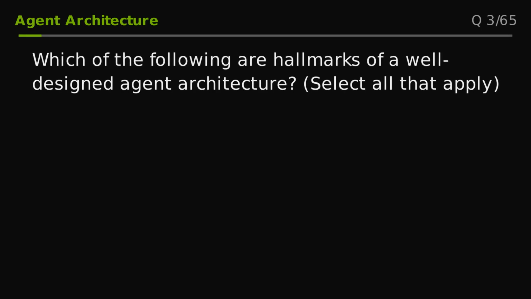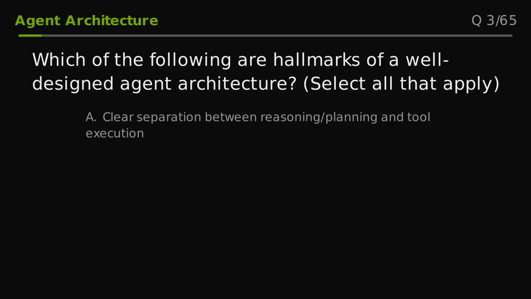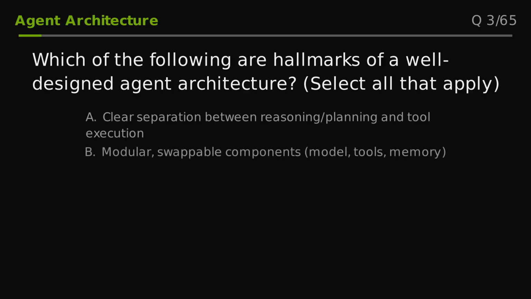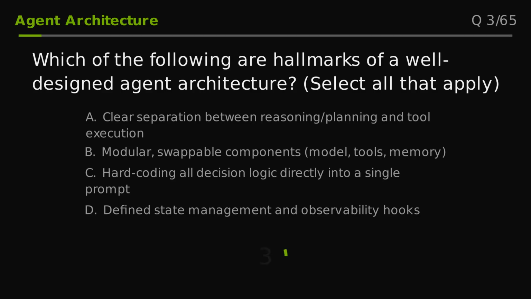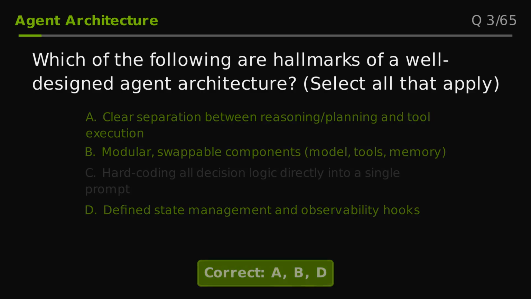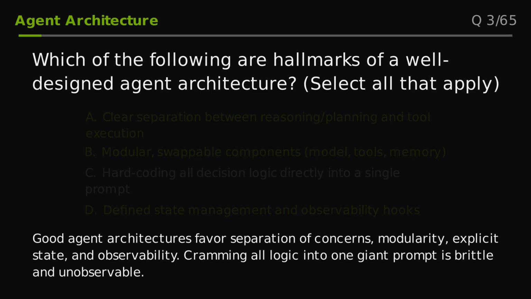Question 3. Which of the following are hallmarks of a well-designed agent architecture? Select all that apply. Option A: Clear separation between reasoning, planning, and tool execution. Option B: Modular, swappable components: model, tools, memory. Option C: Hard-coding all decision logic directly into a single prompt. Option D: Defined state management and observability hooks. The correct answers are A, B, and D. Well-designed agent architectures favor separation of concerns, modularity, explicit state, and observability. Cramming all logic into one giant prompt is brittle and unobservable.